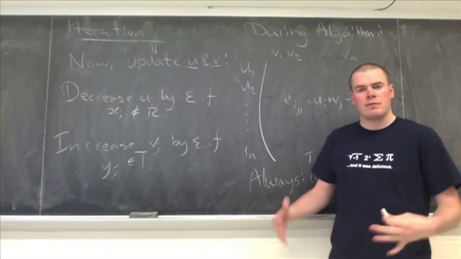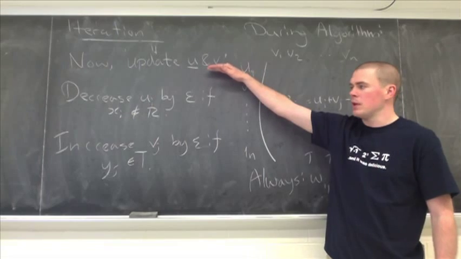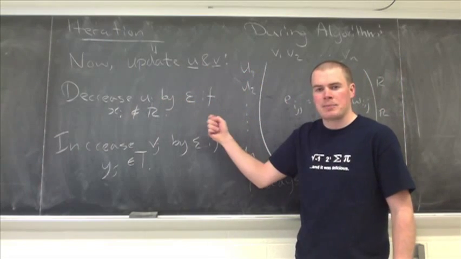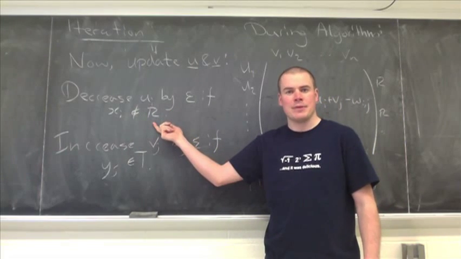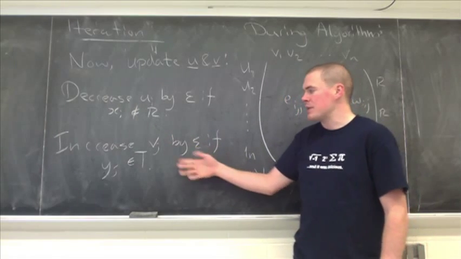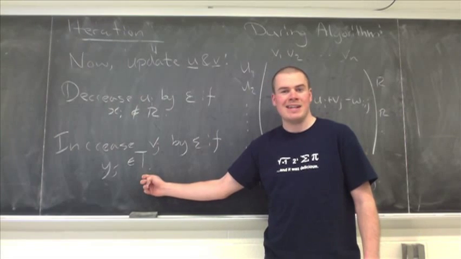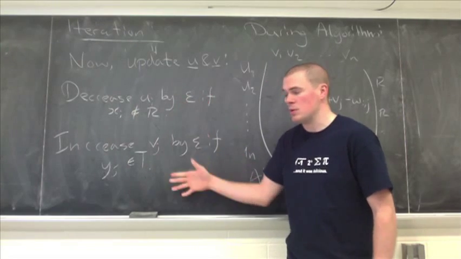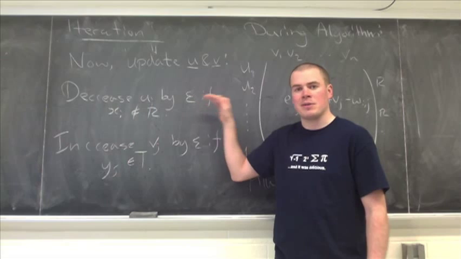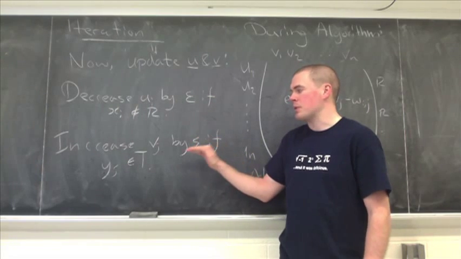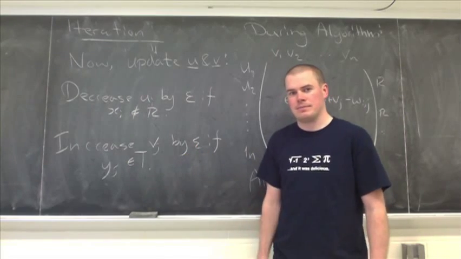And then finally, we can finish our iteration by updating our values of u and v. I will decrease the value ui by epsilon if the vertex xi is not in R, which means it's not in the vertex cover. I will increase vj by epsilon if yj is in T, is in the vertex cover. It's very important that you get these two directions correct. I will remove epsilon from ui if that row is not in the vertex cover. I will increase a column cover value by epsilon if that column is in the cover.